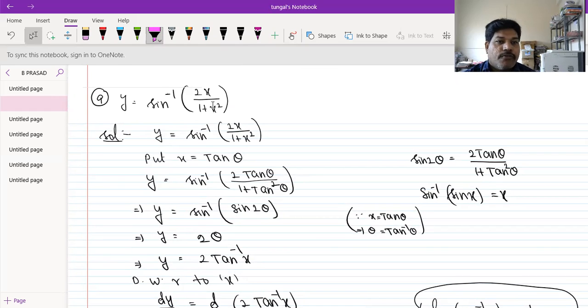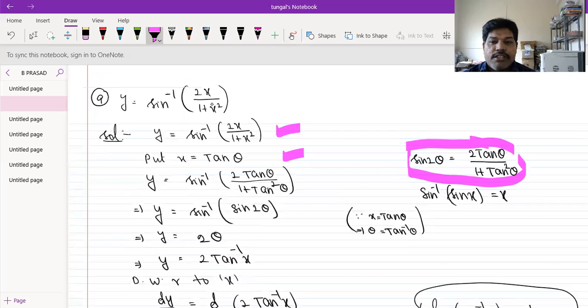See that, students. First we take the given function as y. Then put x is equal to tan theta. Substituting, y is equal to sine inverse of 2 tan theta by 1 plus tan square theta. What is the formula you have? Sine 2 theta is equal to 2 tan theta by 1 plus tan square theta. Apply the formula: sine inverse of sine 2 theta, sine inverse and sine will cancel. You will get 2 theta only. Theta is nothing but tan inverse x.